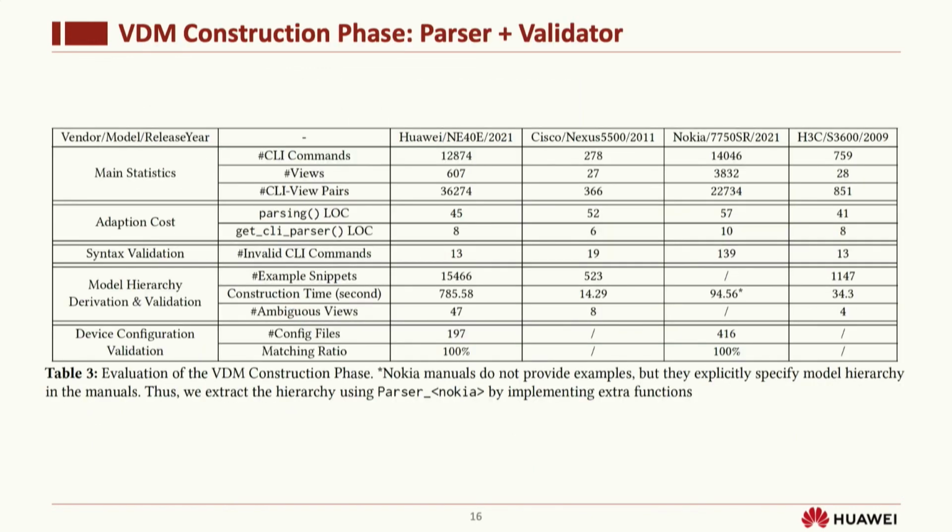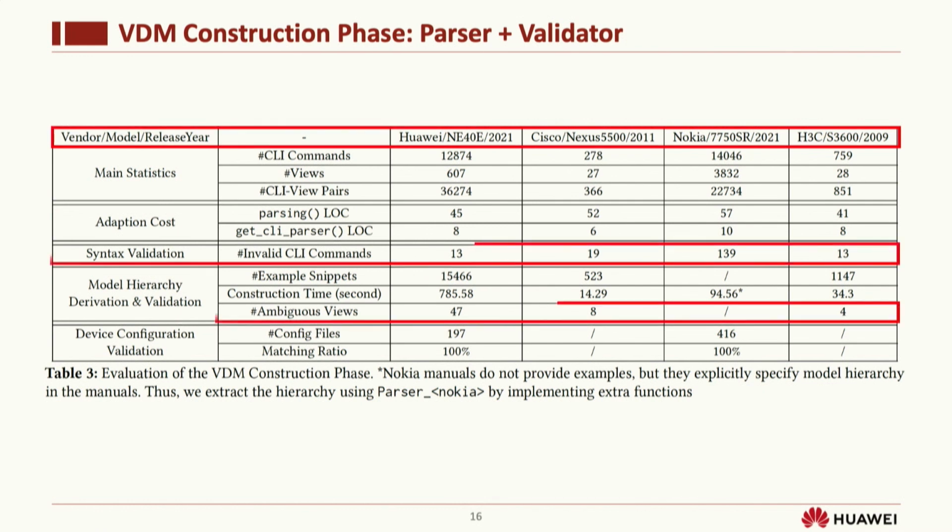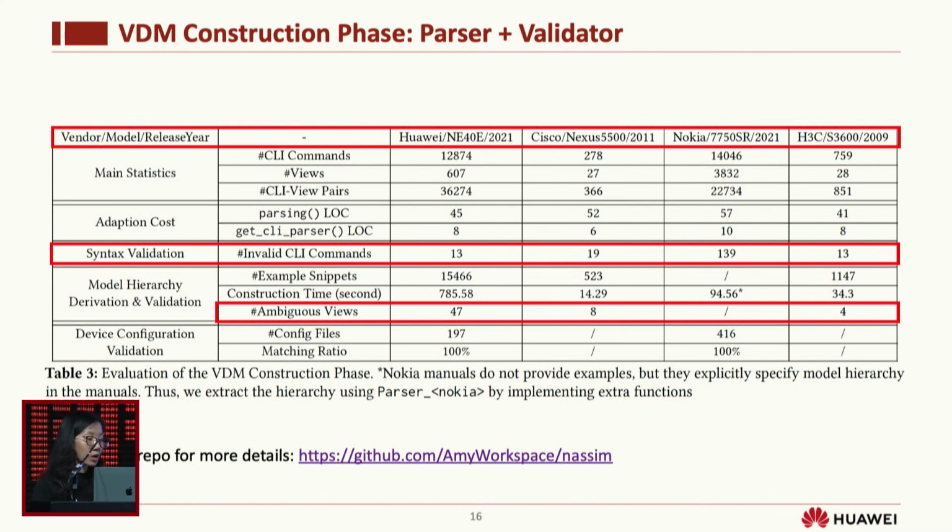And here, let's have a quick look at the result of the vendor device model construction phase. Our parser and validator successfully construct reliable vendor configuration models from the menus of 4 mainstream vendors. And we also identify more than 200 errors and ambiguities in menus. Please refer to our report for more details.